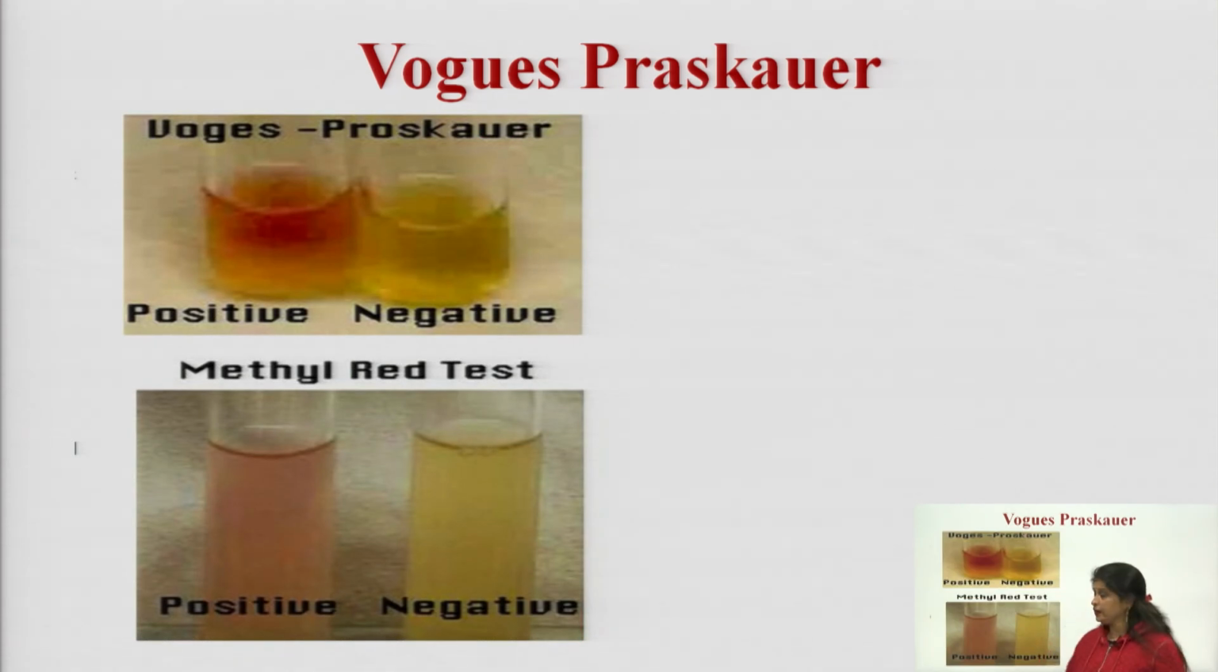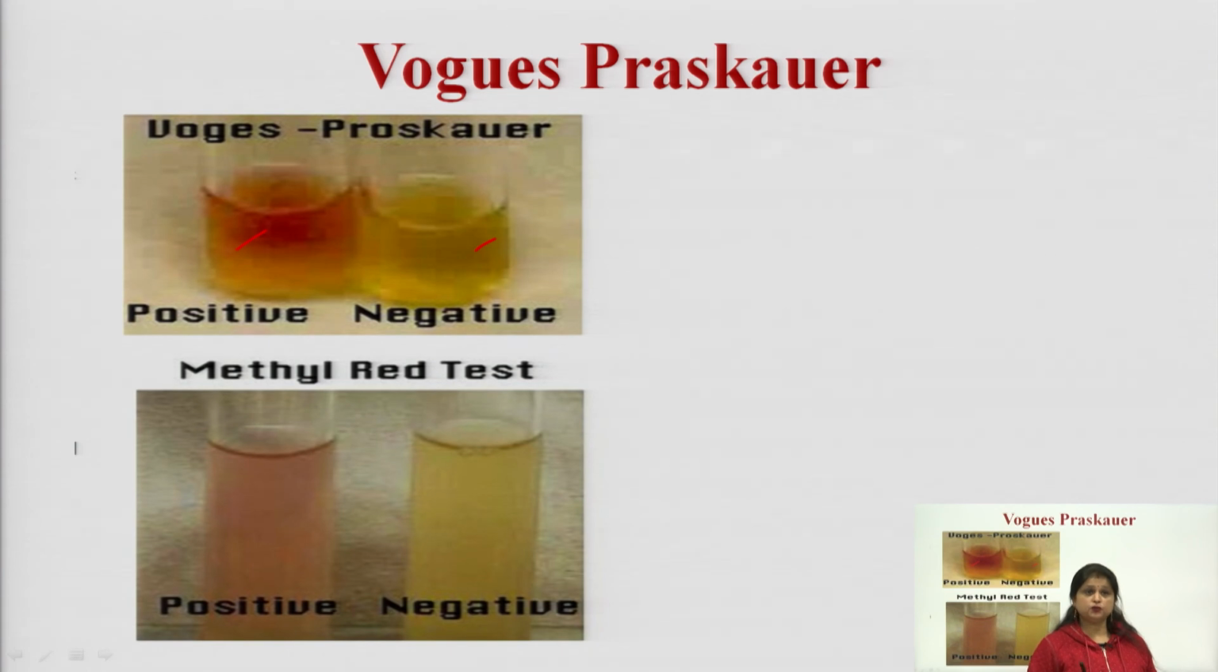So, as you can see, if you have reddish pink color, that means VP positive, and if the preparation remains yellow in color, that means VP negative. But you have to remember that if the test is VP positive, then the MR test will be negative, and if the MR test is positive, then the VP test will remain negative. So, this is what we call the methyl red Voges-Proskauer test.